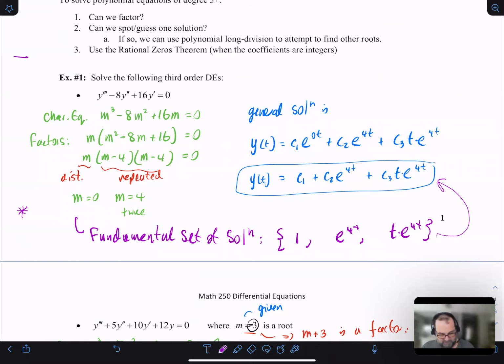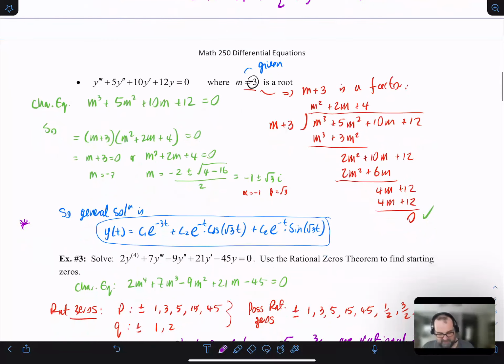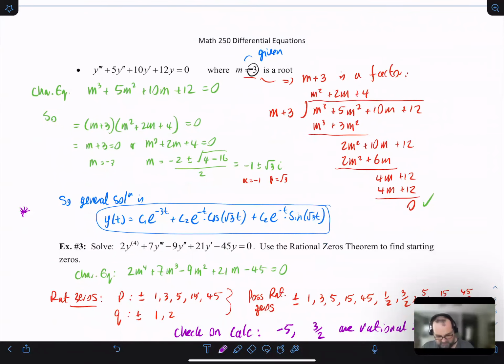Again, that one was by factoring. The next one is a fairly typical question. Here is, again, a third order differential equation, easy to write into its characteristic equation, and we are given that m equals -3 is a root. So if m equals -3 is a root, then m plus 3 is its factor. So m plus 3 must be a factor of this characteristic polynomial.